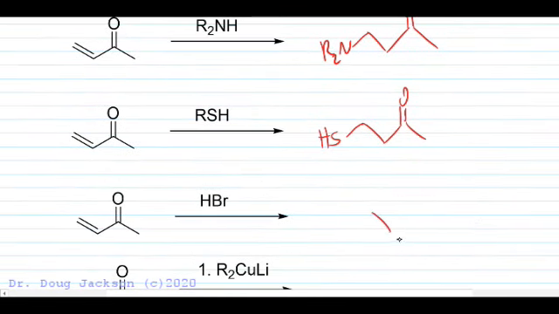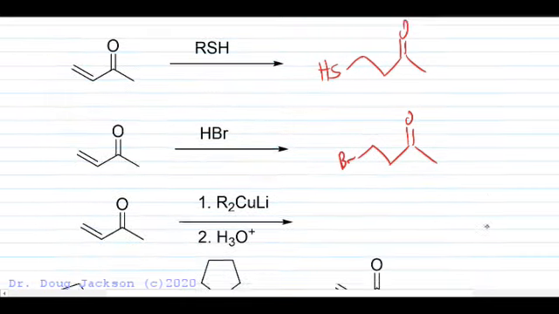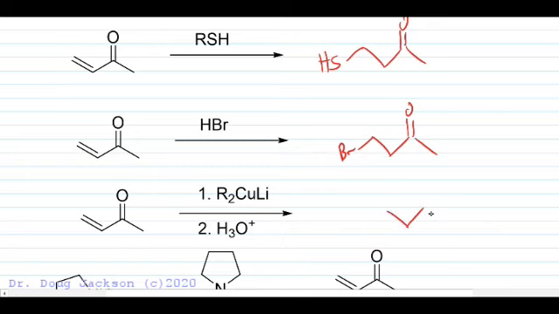HBr, that proton there allows easy tautomerization back from the enolate. Add the bromide nucleophile to the beta position. Gilman reagent, same thing. We'll see the trend here. Add our carbon group to that beta position, ketone reforms.